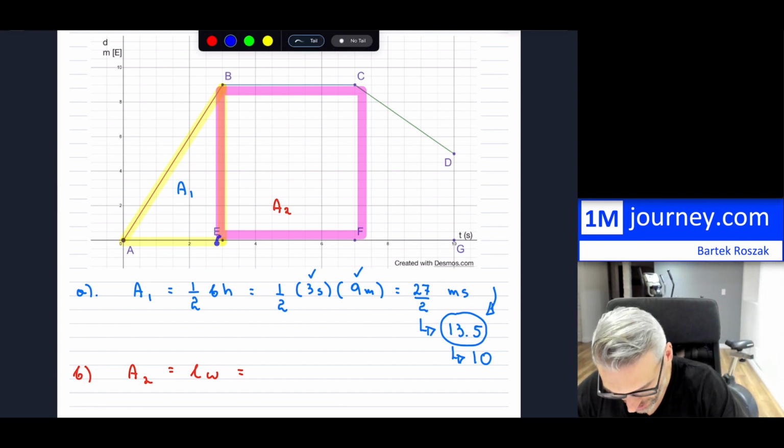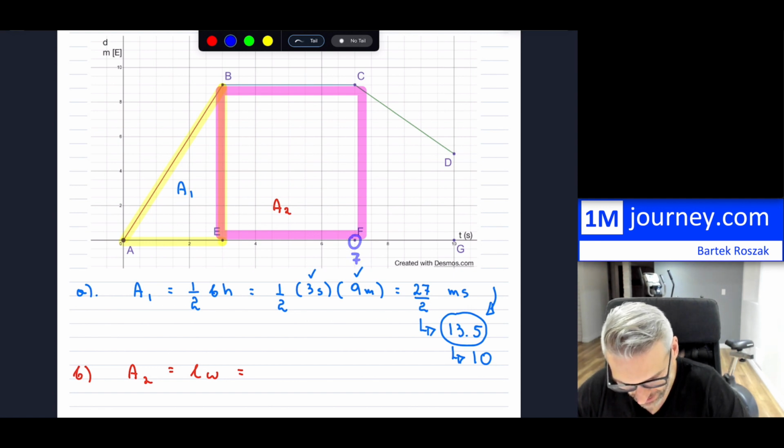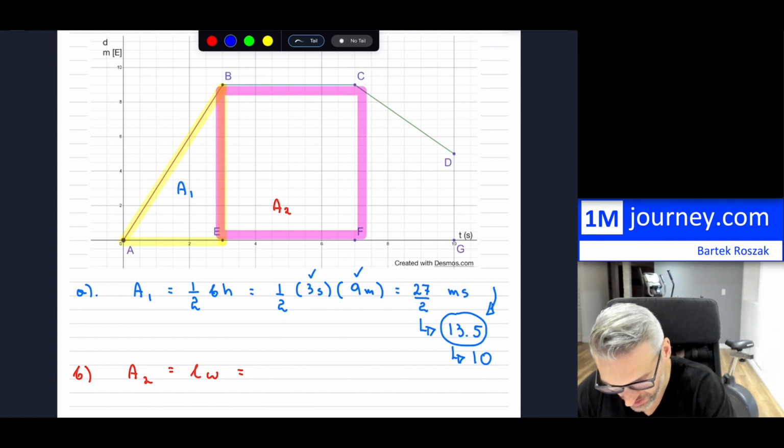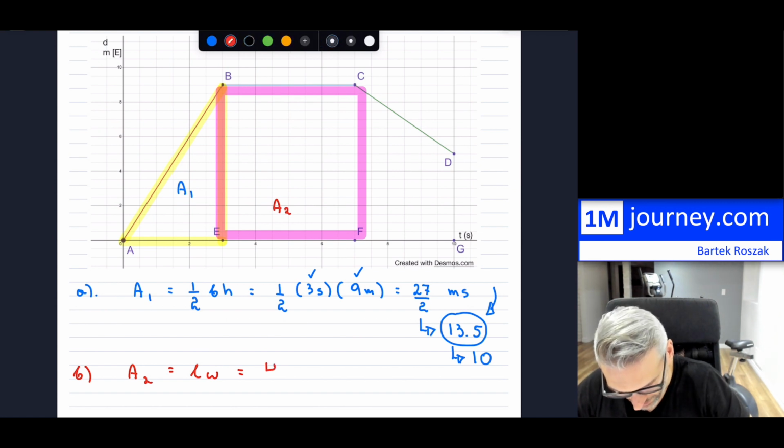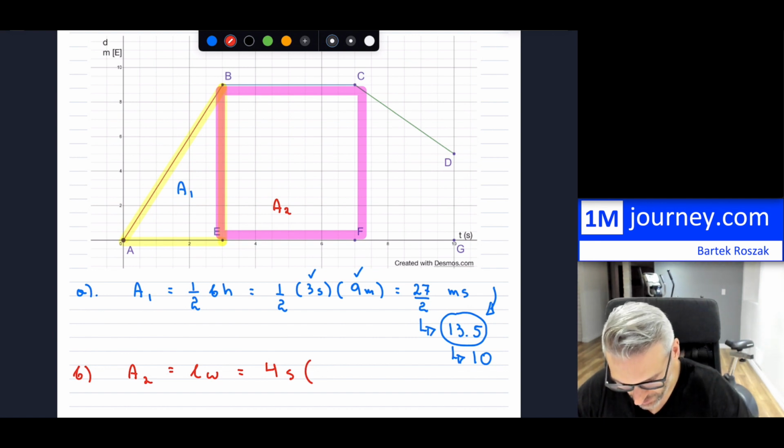So notice that right here, this is at 3 seconds, and then right here, this looks like it's at 7 seconds, right? So 3, 7, that's going to be 4 seconds, and then multiplied by the height, which is going to be the same height as in the previous one, which is 9. So this becomes 36. Right, so this is 4 times 9, 36, and again it's meters second.